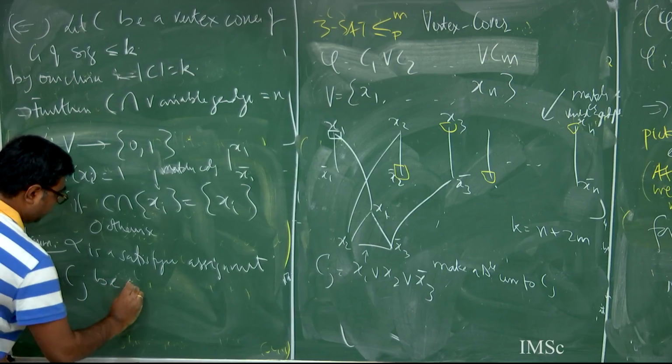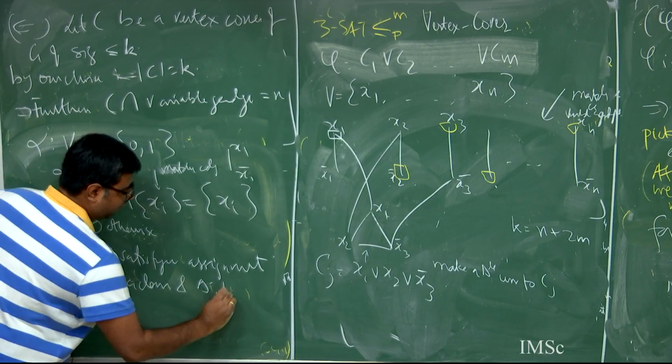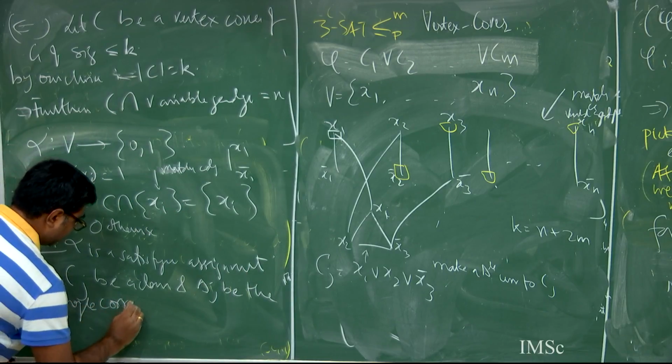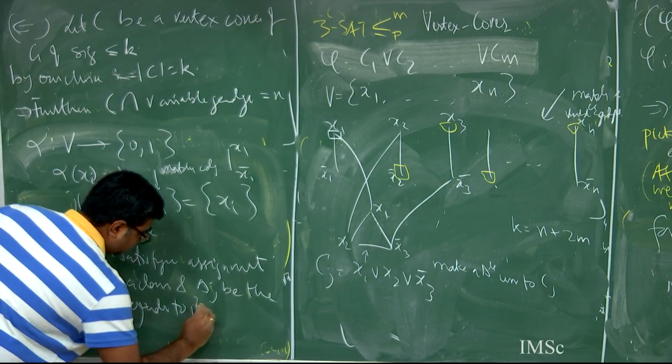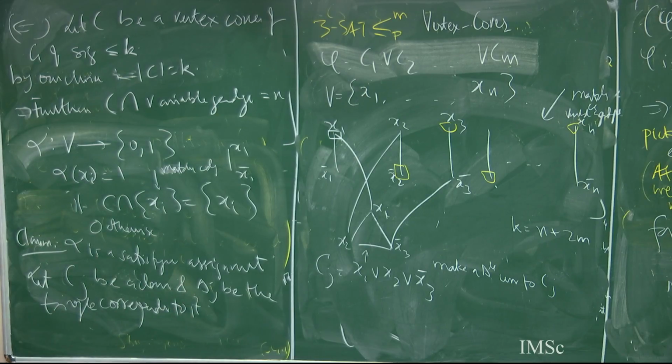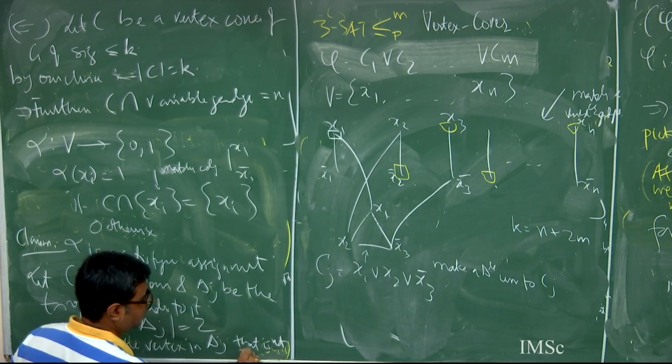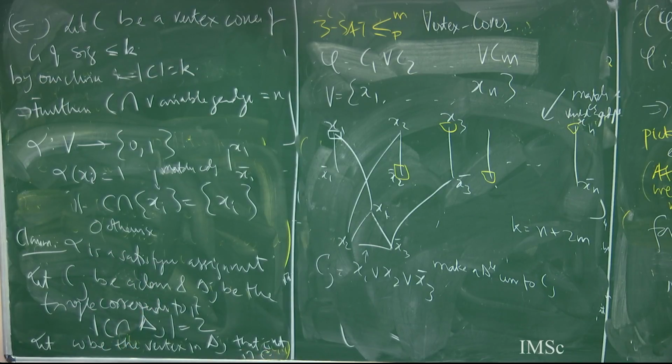Let Cj be a clause and triangle J be the triangle corresponding to it. Okay, and what do we know about triangle J, right? C intersection triangle J is exactly equal to 2, right? Let W be the vertex in triangle J that is not in C, that is not in the vertex cover. What is the property of this?